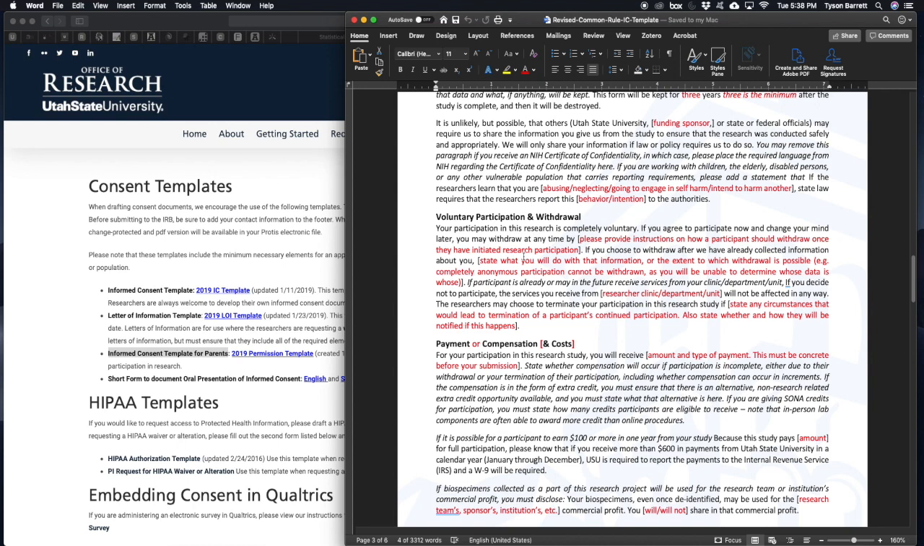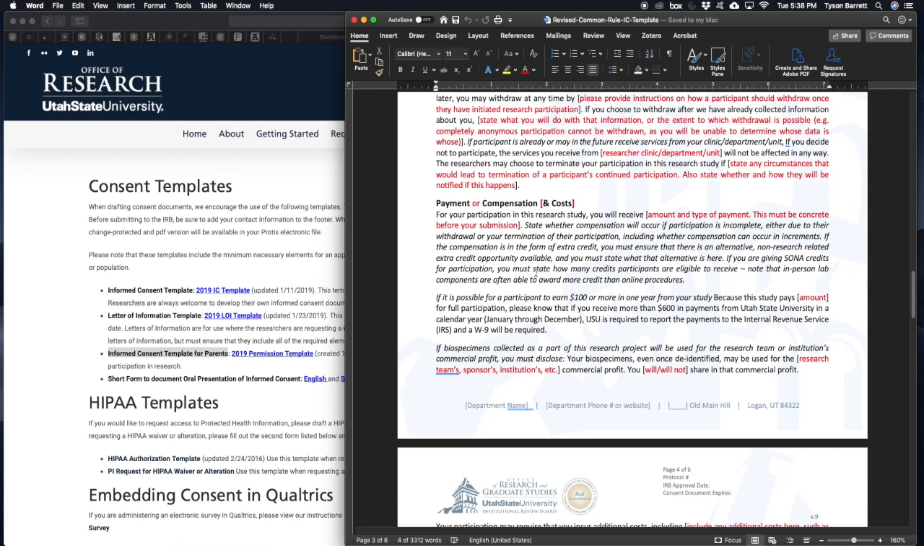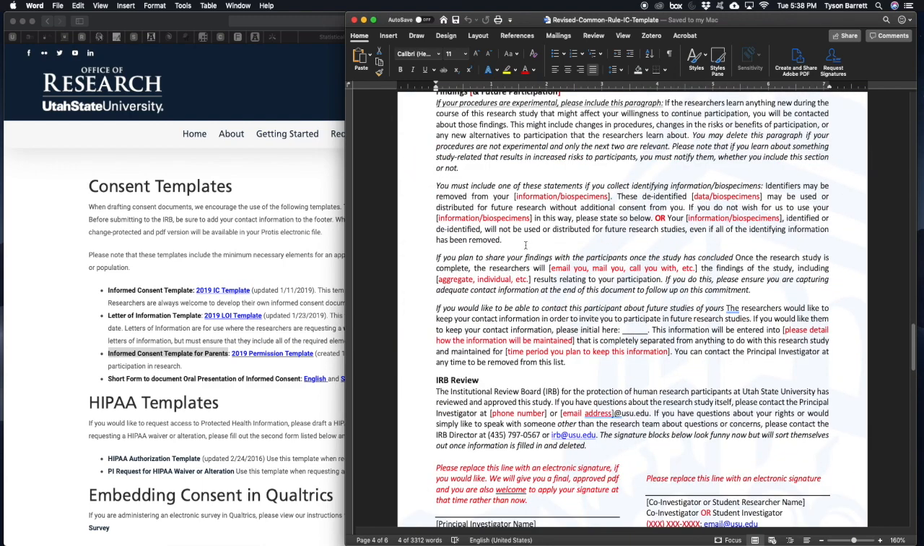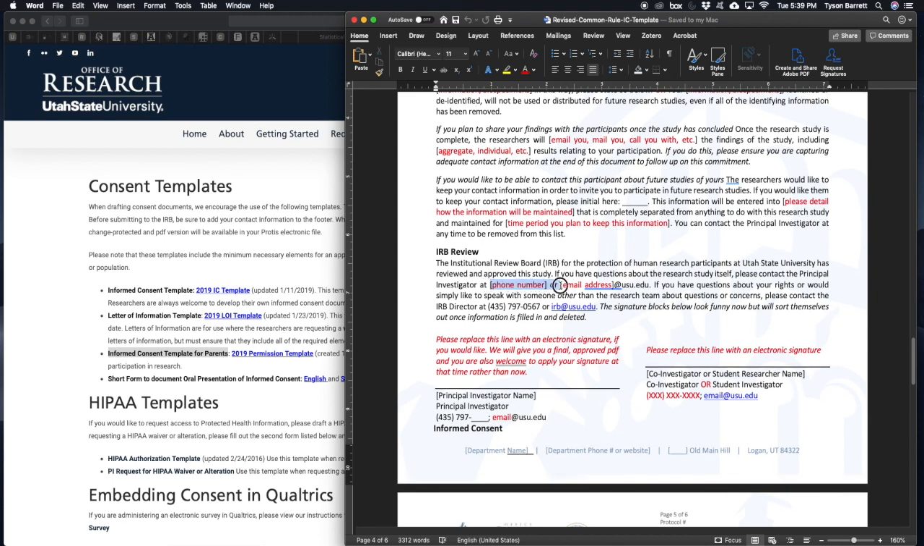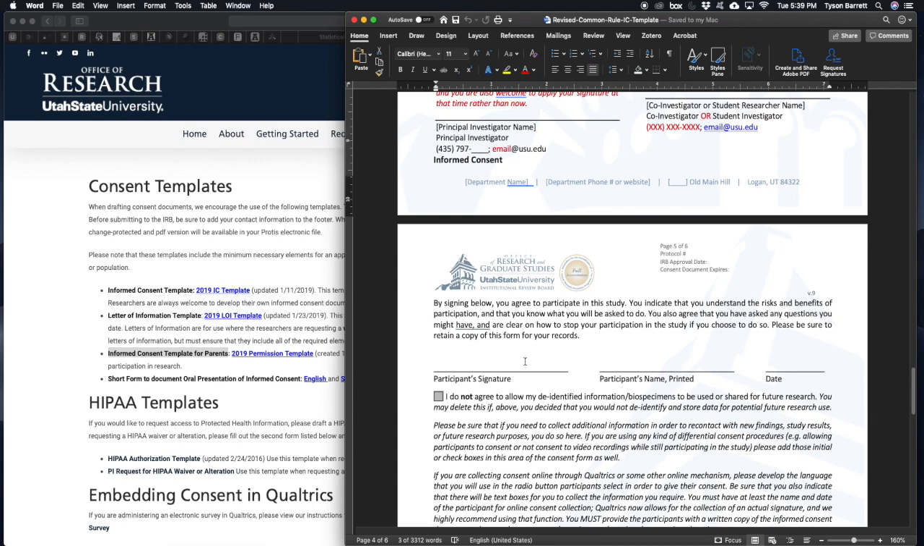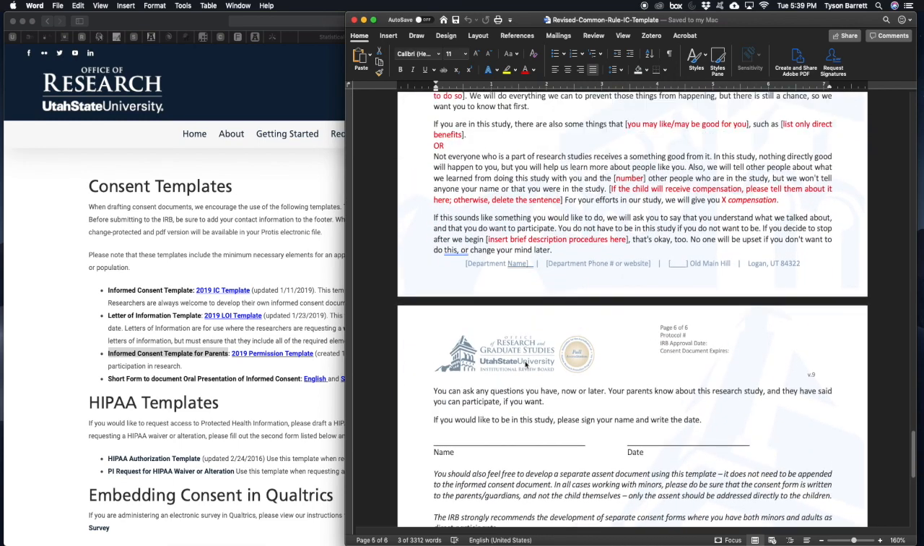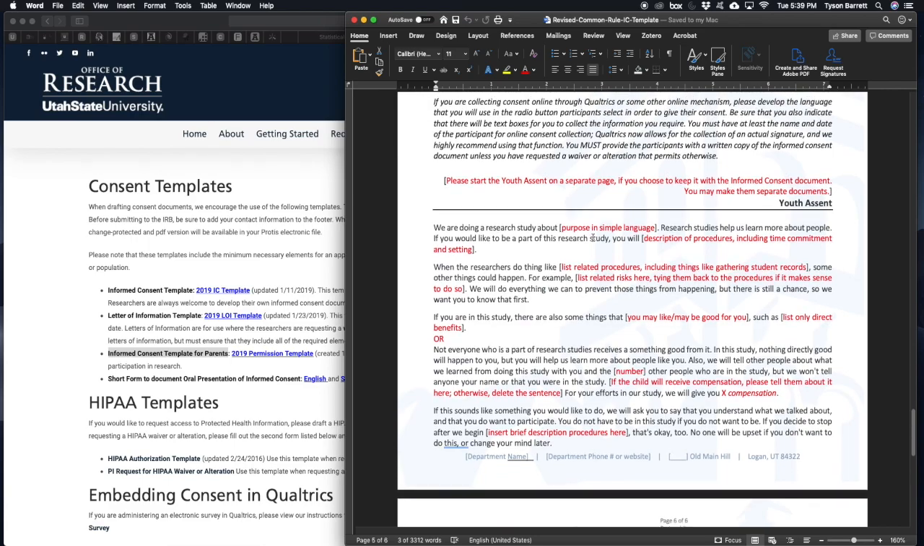This one is always important, that it's voluntary participation and they can withdraw at any time. And then in your proposal, if you're thinking about providing participants with some sort of compensation, you can talk about it here. The IRB review part right down here is where you can provide just my email. You can take this part out, provide my email, and then put your name here and put my name here. And then that should mostly be it.